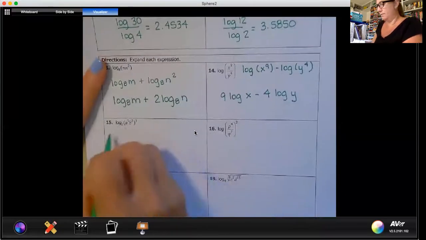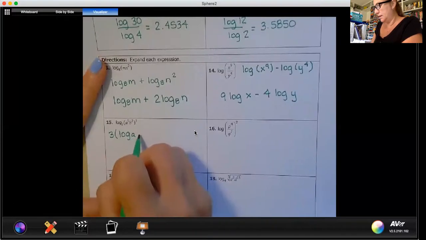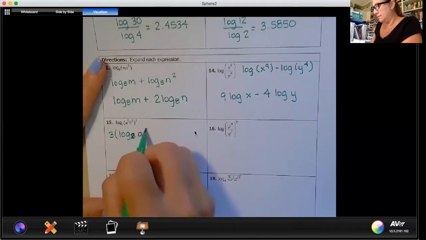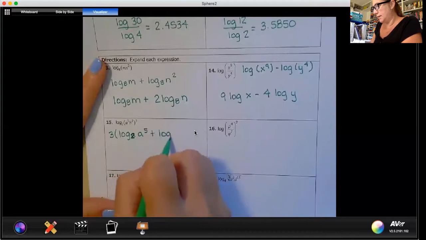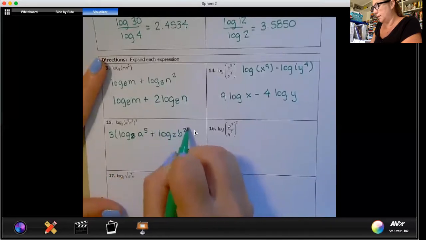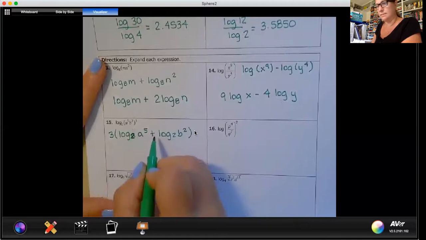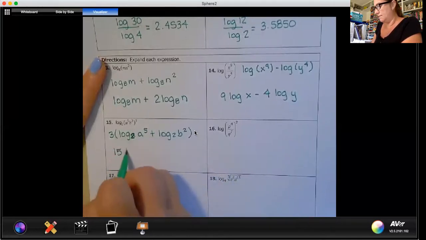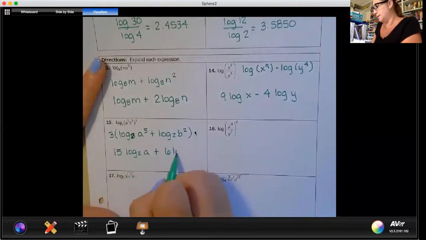You're going to start number 15 by bringing the 3 down. And that's log base 2 of a to the 5th plus log base 2 of b squared, because you are multiplying, that breaks up to addition. So bring your exponent down and you get 15 log base 2 of A plus 6 log base 2 of B.